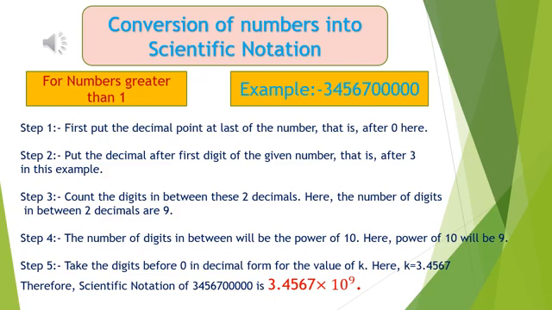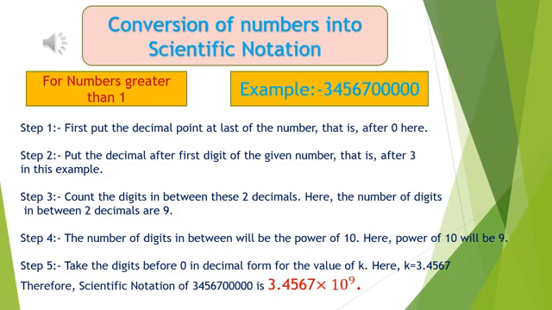Now step number 5. Step number 5 says to take the digits before 0 from your original number in decimal form for the value of k. That is, you need the two values k and n. Now n is found, that is 9, but what will be the value of k? k will be 3 point, because you have put the decimal after 3.